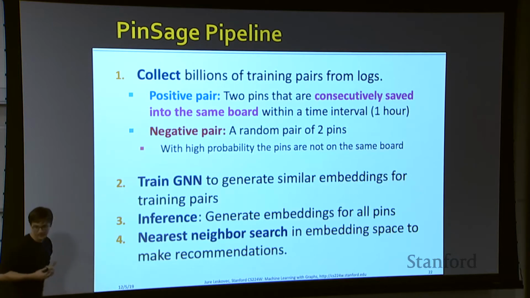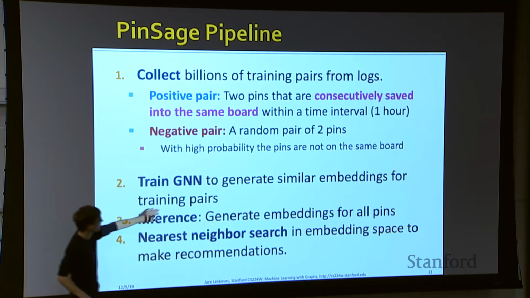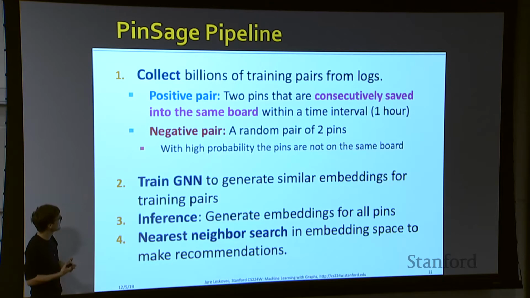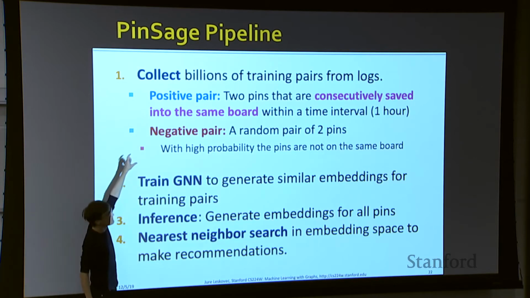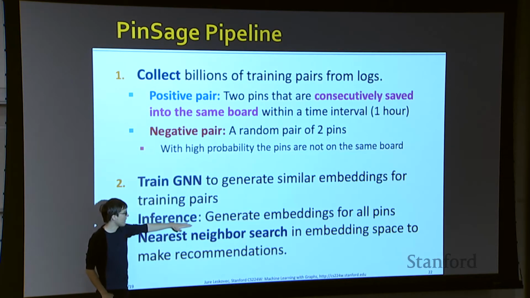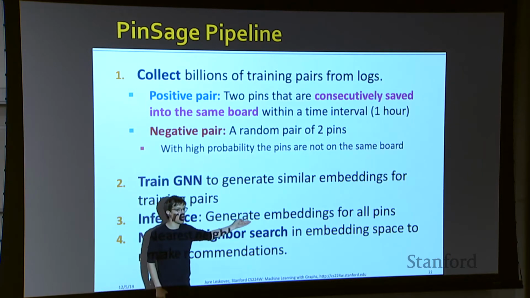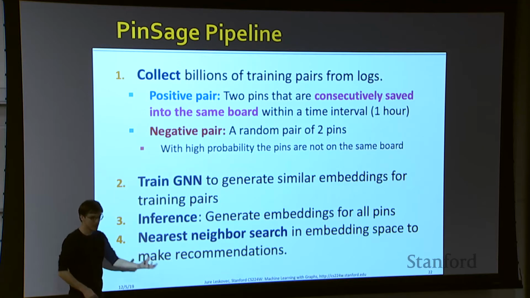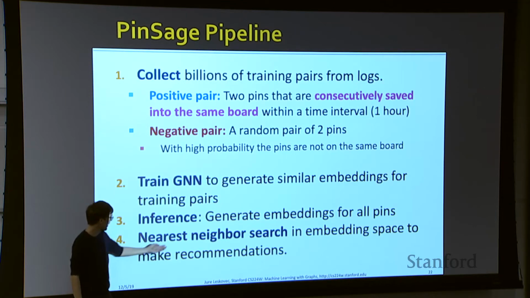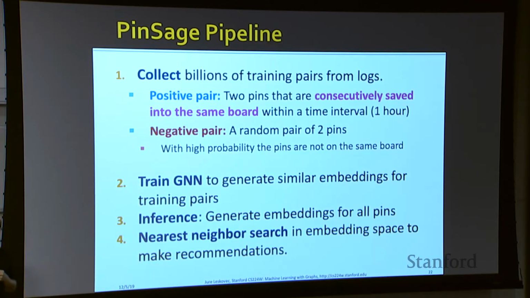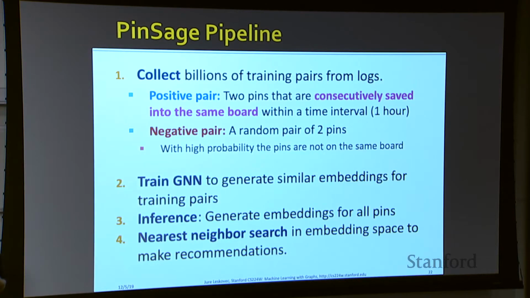Now that I have obtained training data, I will train a graph neural network to generate embeddings for pins such that the positive pins that are related are closer together than pins that are not related. Now that I have trained my model, I will apply my model to generate embeddings of all the pins, as you asked, right? And now, at the time of recommendations, when I see a user is looking at some pin, I will do a nearest neighbor search based on these embeddings and return related pins. Okay? Make sense?